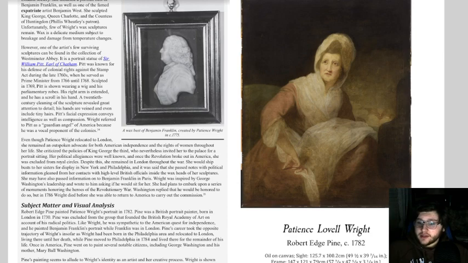Wright was inspired by George Washington's leadership and wrote to him asking if he would sit for her. She had plans to embark upon a series of momentous works honoring the heroes of the Revolutionary War. Washington replied that he would be honored to do so, but in 1786, Wright died before she was able to return to America to carry out the commissions.